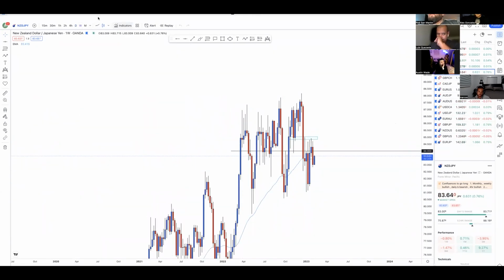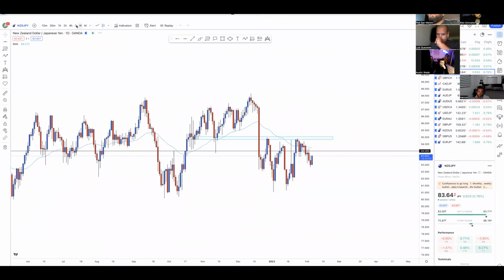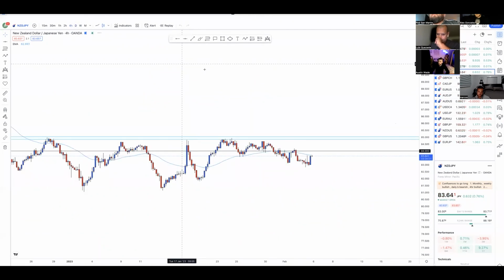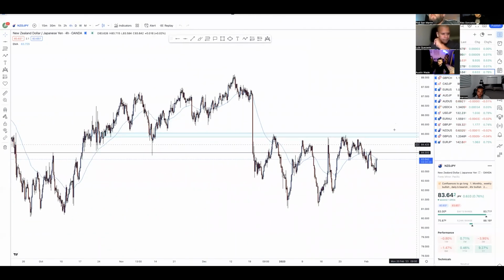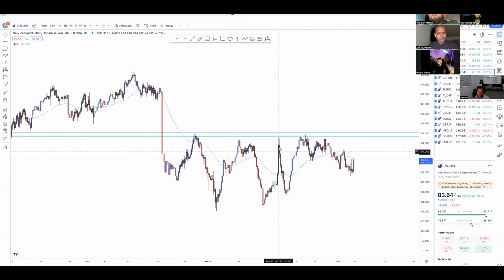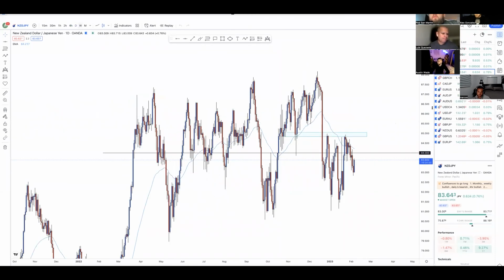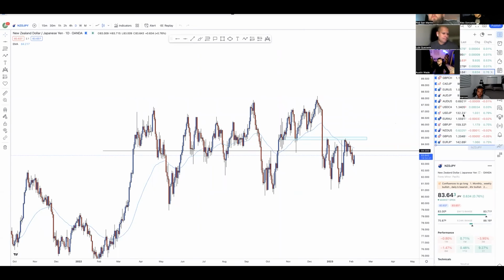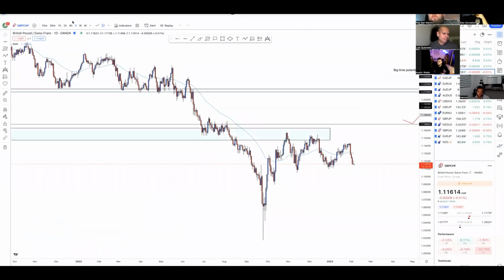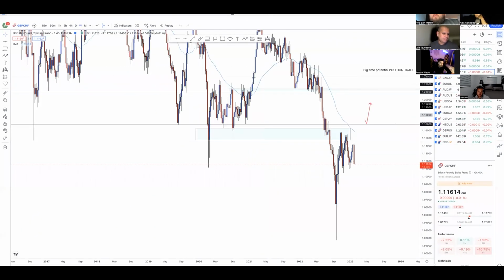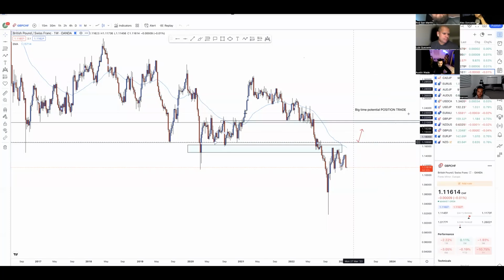NZDJPY looks very similar to GJ. Literally copy paste what GJ looks like. But we look decent, lower high, higher low. 4 hours bullish, daily is bullish. I'm good. GBP, this is so annoying. I love this pair, but it's got to get above here. Throw it to the bottom.